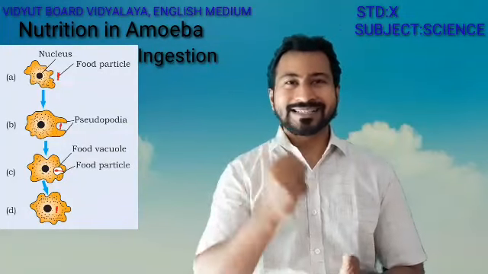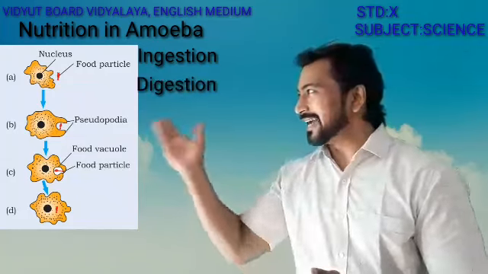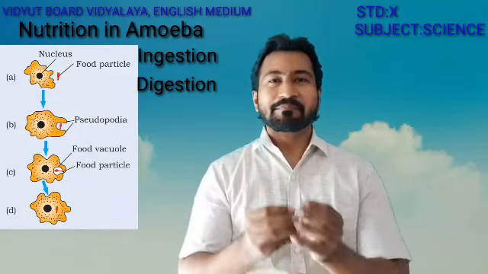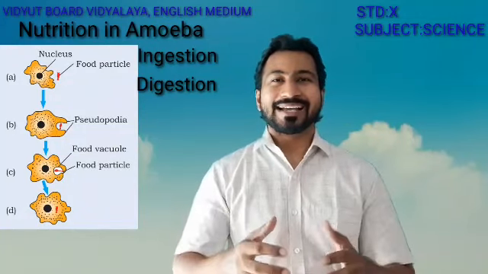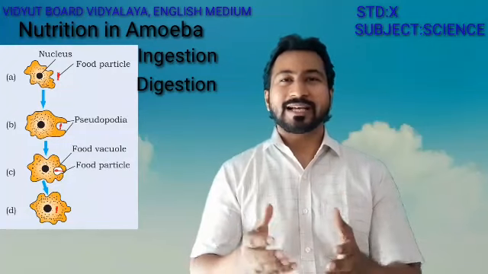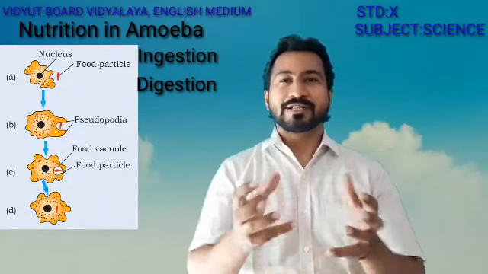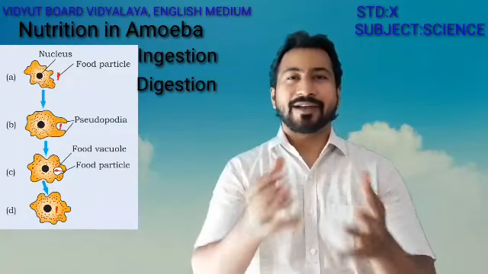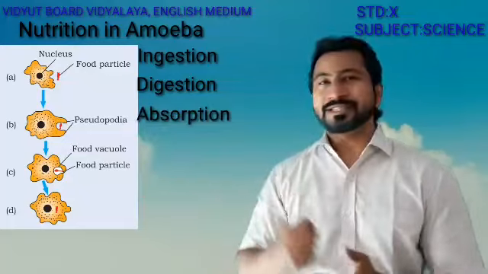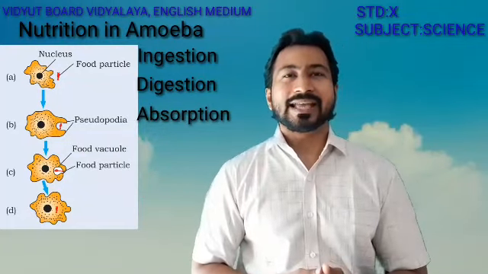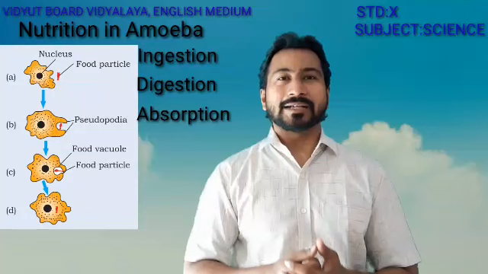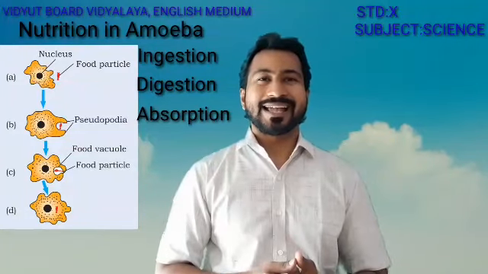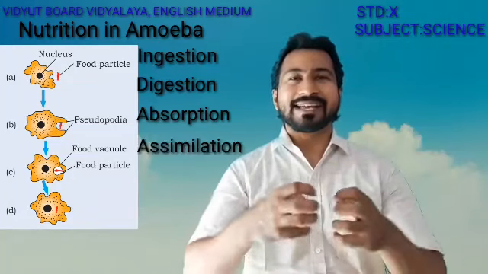Furthermore, the second step is digestion. In case of digestion, the lysosomes break down and give rise to lytic enzymes. These are the digestive enzymes which digest the food particle present inside the food vacuole. The third step is absorption. So these particles will be used for various purposes and ultimately they will be assimilated.